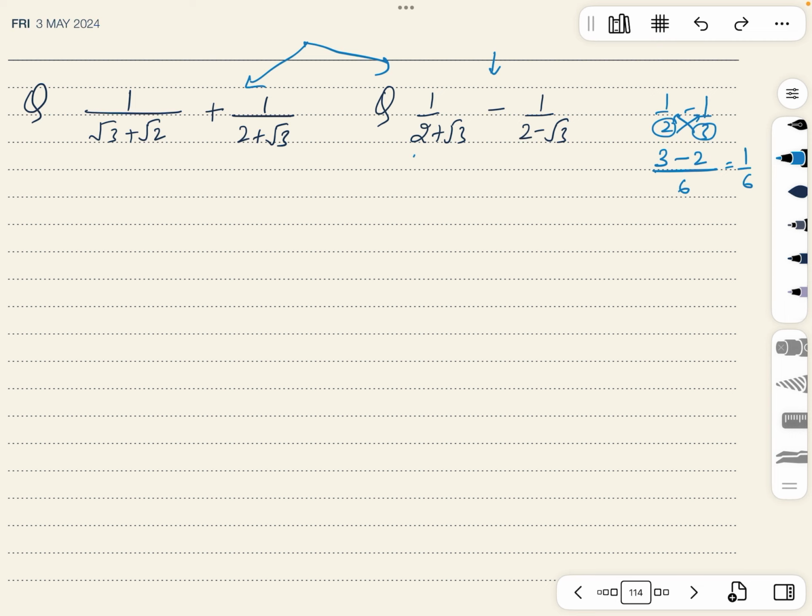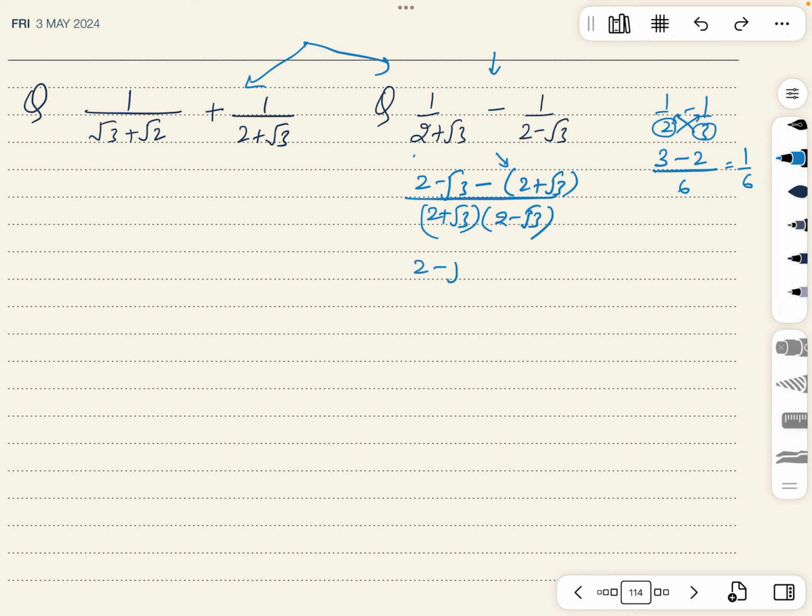Same is what we are going to do over here. 2 plus root 3 times 2 minus root 3. And the numerator will carry 2 minus root 3, take away 2 plus root 3. Always write this bracket whenever you are having a negative sign. That will help you solve it clearly.